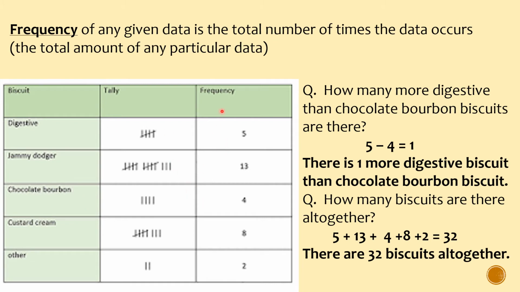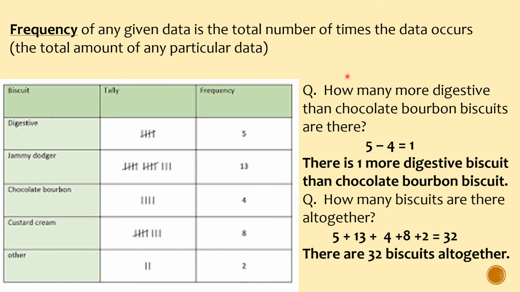Okay, so related to the data that has been given in the form of this table, either in the form of tally or frequency or both, questions might be given and you're supposed to solve them. Questions would be something like this: how many more digestive than chocolate bourbon biscuits are there? How many more? How much fewer? Such questions tell you that you are supposed to subtract.